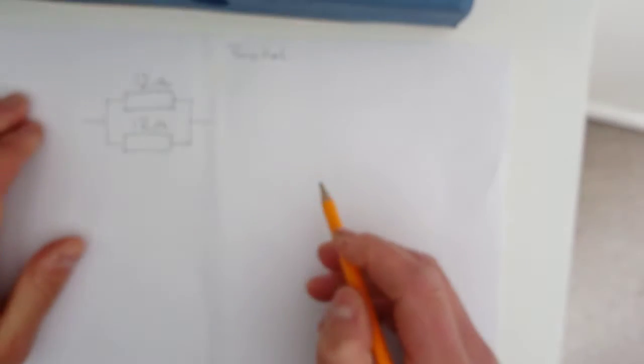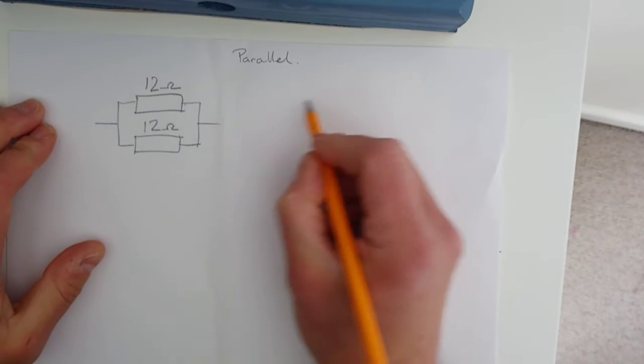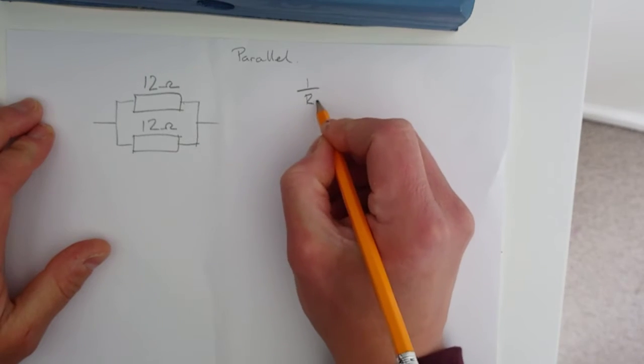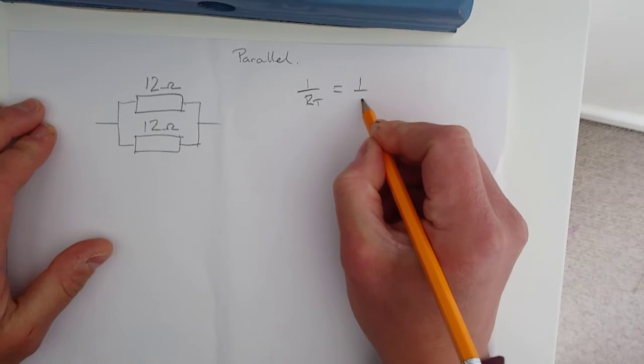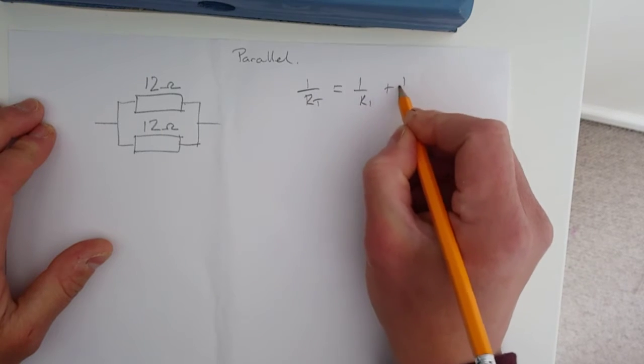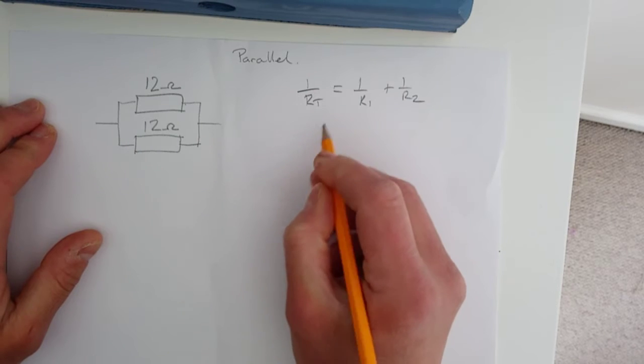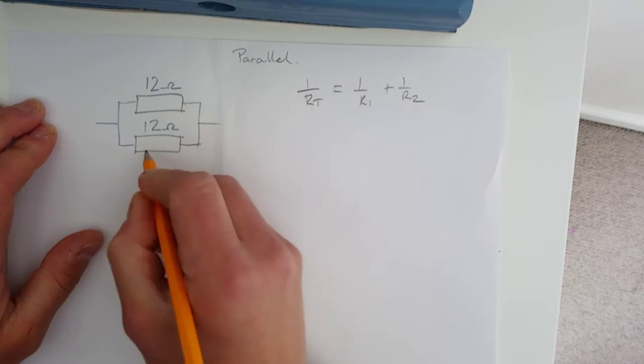We can do it in a couple of different ways, three different ways actually, but some people have been doing it the 1 over RT is equal to 1 over R1 plus 1 over R2 way, which is perfectly feasible. And you can do it no problem. You can do it using a common denominator.